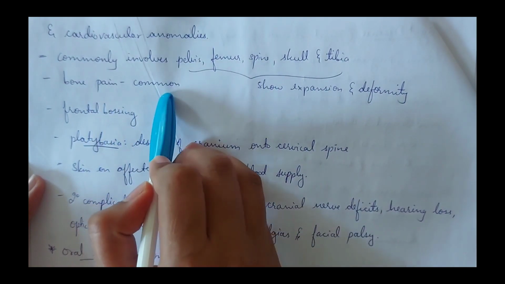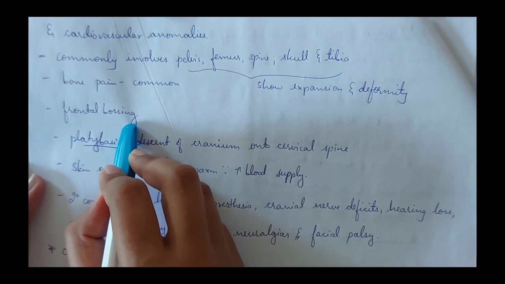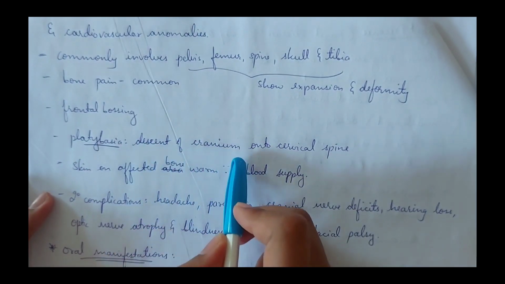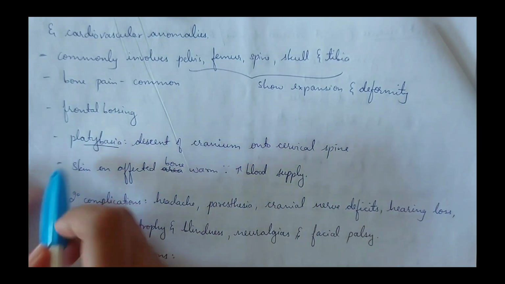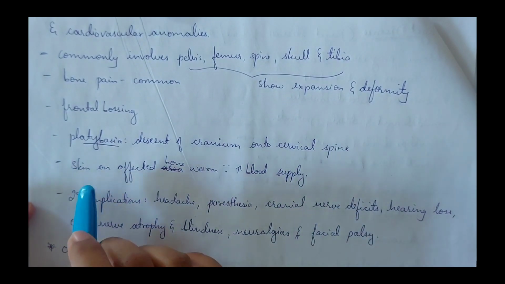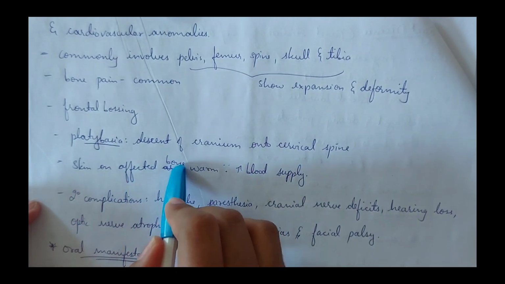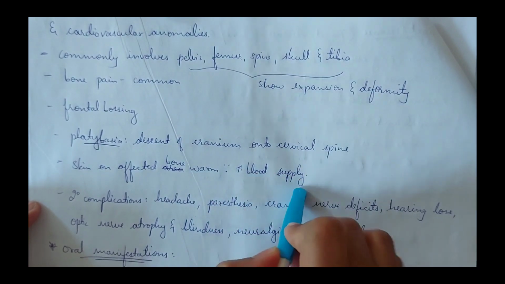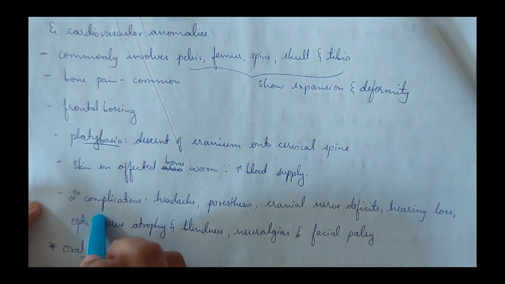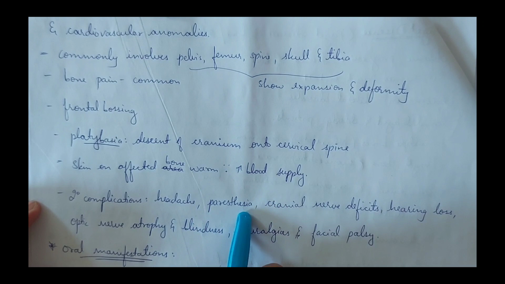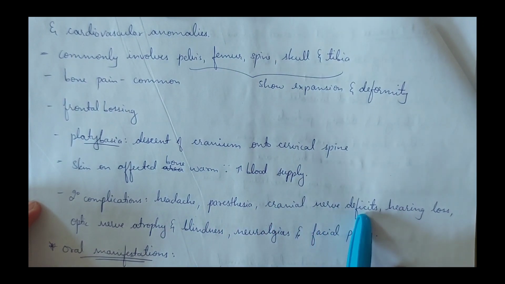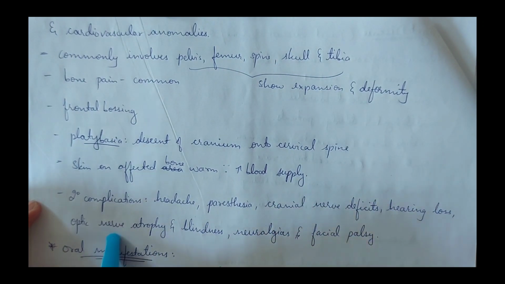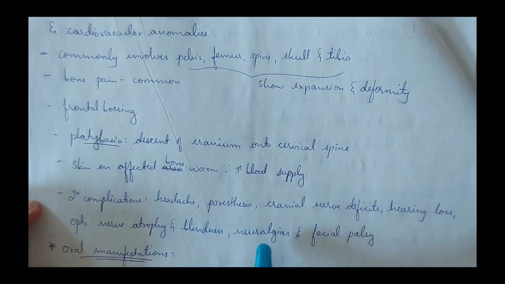Bone pain is common. Frontal bossing is seen here. We can see the descent of the cranium into the cervical spine, called platybasia. The skin over the affected bone is warm since increased blood supply is seen there. Secondary complications are headache, paresthesia, cranial nerve deficits, hearing loss, optic nerve atrophy and blindness, neuralgias, and facial palsy.